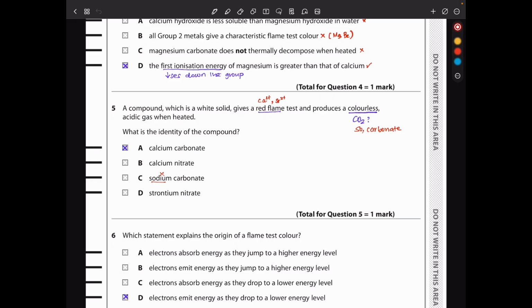But the red flame could be strontium or calcium. So let me see which one is paired with a carbonate. Calcium carbonate, okay. Here, sodium, no, out. Sodium is out. Strontium is paired with nitrate, calcium nitrate. That's also... the answer should be A.